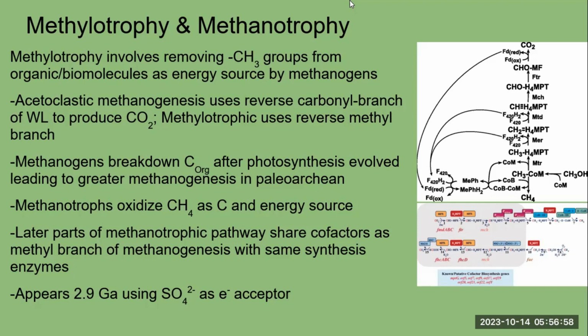Furthermore, many of the enzymes used to synthesize these cofactors are homologous in methanogens and methanotrophs. This suggests that methanotrophs evolved in the presence of methylotropic methanogens, with lateral gene transfer frequently occurring. The first isotopic evidence of methanotrophy dates to 2.9 billion years ago, with sulfate being used as the electron acceptor. The beginning of methanotrophy may have drawn down methane levels in the atmosphere, cooling the Earth and leading to the Pongolan glaciation.